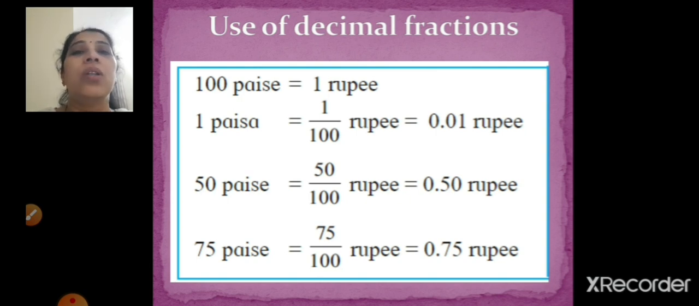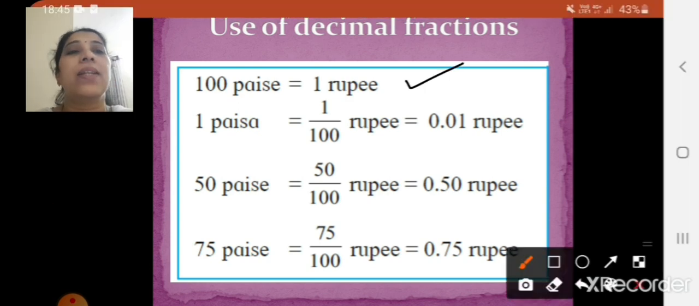Now children, you all know that 1 rupee is equal to 100 paise, right? So here it's written the same thing, 100 paise is equal to 1 rupee. Both mean the same. Now 1 paise is equal to how many rupees? You will write 1 upon 100 rupee. Now you can see in the denominator there are 2 zeros, so 2 zeros mean 2 decimal places. So you will write it as 0.01 rupee.